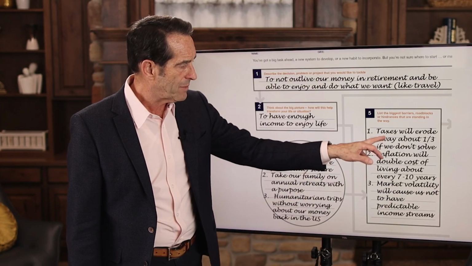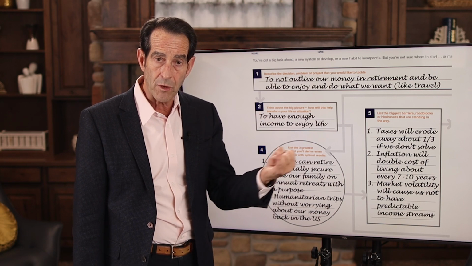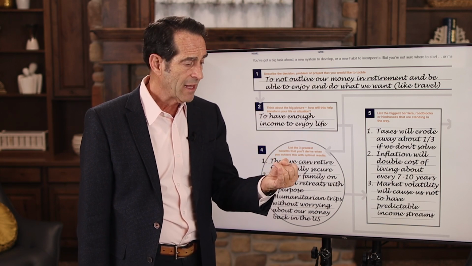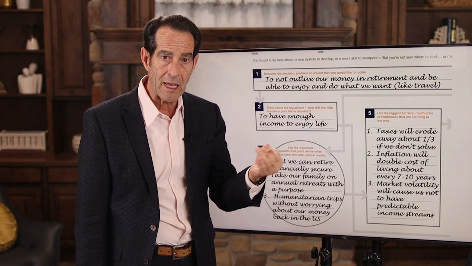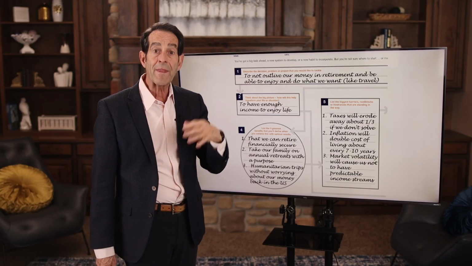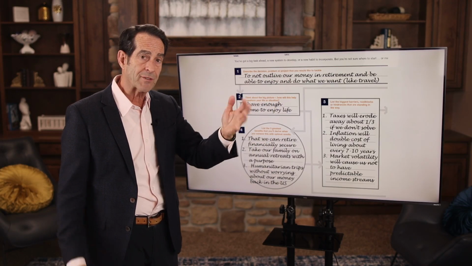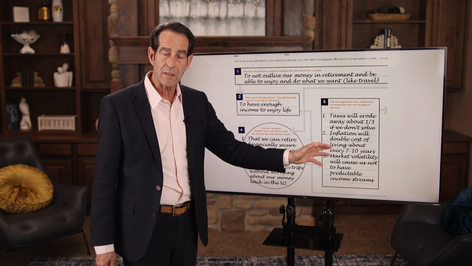Well, so what are some of the biggest problems or barriers? Well, taxes might erode away a lot of their hard-earned money. Inflation will cut the purchasing power in half, maybe every 5-7 years. And then market volatility, where they have their money in the market in tax-deferred IRAs and 401ks. So those are sometimes the three biggest obstacles.